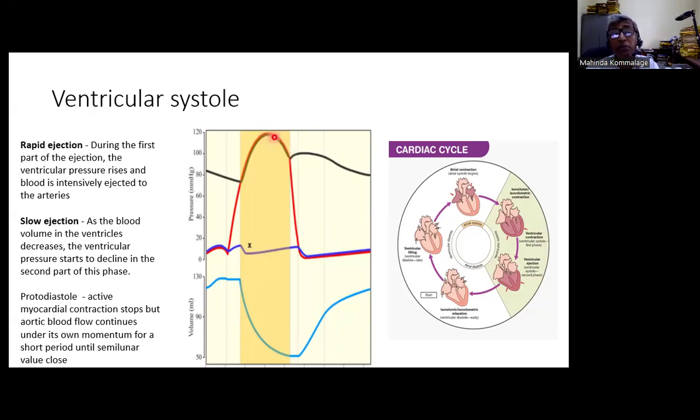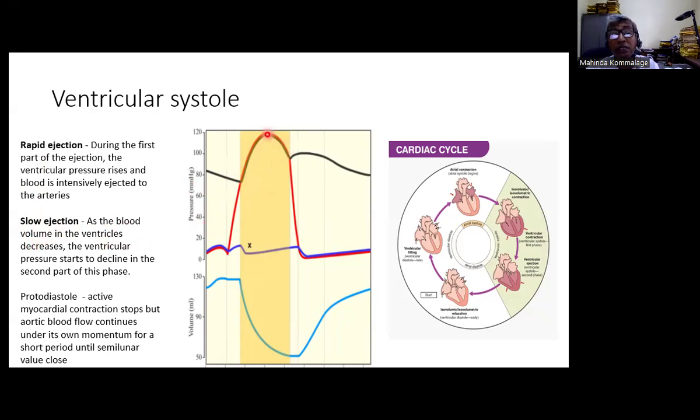The same way, aortic pressure also goes down, because the pressure in the aorta depends on the ventricular blood that is coming to the aorta. So pressure is reducing, but still blood is ejecting. Blood is moving, but that we call slow ejection. The first one is rapid ejection, high pressure. Now pressure is going down, but still blood is moving, and we call that slow ejection.